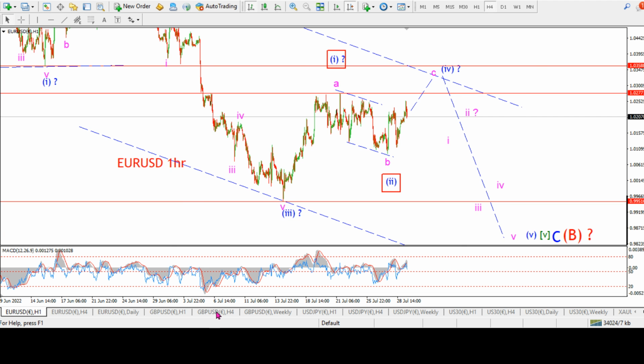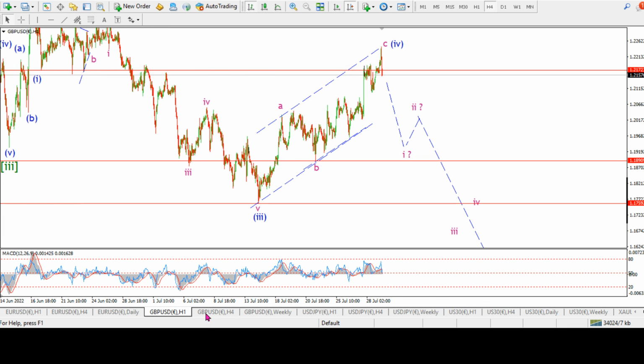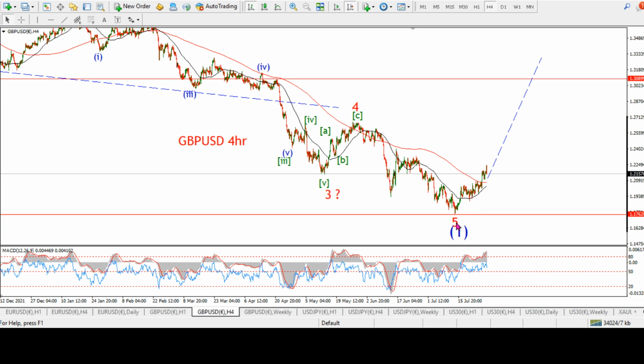Okay, let's move on. Here is the 4 hour count in cable. Actually, wave 5 of 1. I'm not sure wave 5 of 1 is done yet, but I'll allow it here on the 4 hour count. The action has been quite reasonable in terms of a bullish reversal, but we still only have 3 waves up, so we could be working with an ending diagonal here.